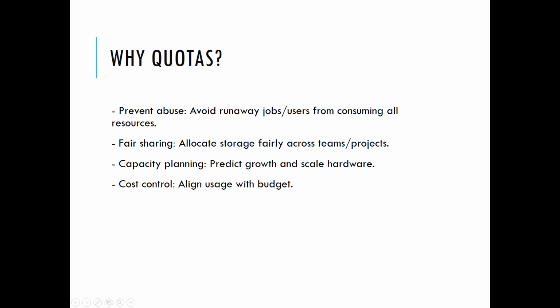Third, for capacity planning. With quotas, administrators can better predict storage growth and plan hardware scaling accordingly. And fourth, to control costs. Aligning resource usage with organizational budgets helps reduce unnecessary expenses and improve ROI.